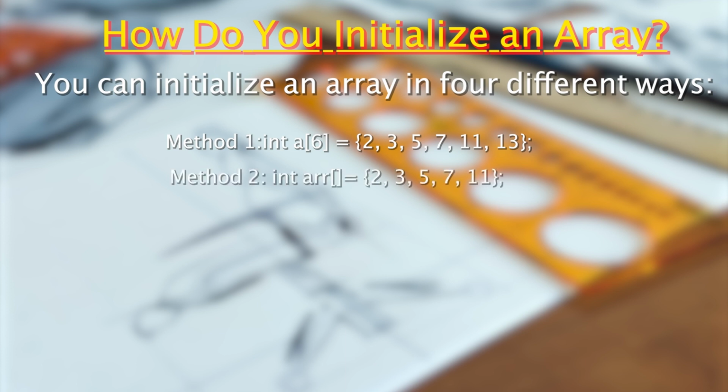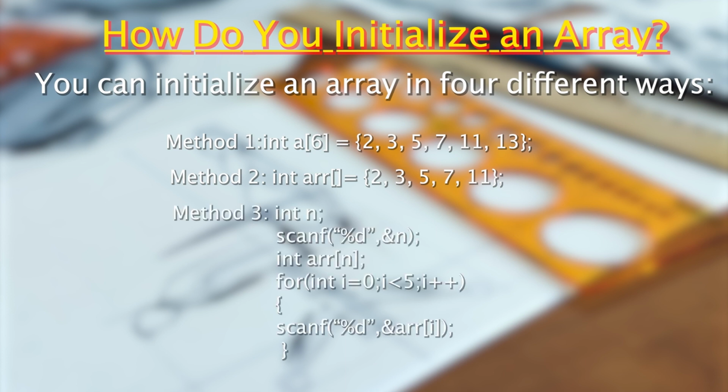In the second method, again we declare the data type, integer array. Here we don't pass any size. Now equal to, we directly pass the values, 2, 3, 5, 7, 11, like that. The third method is to pass the integer n and some code. At run time you can take the values. We will insert them via scanf, you can insert the values like that.